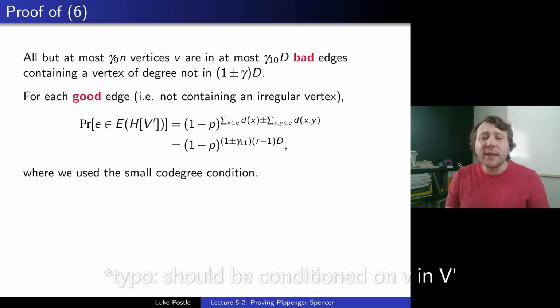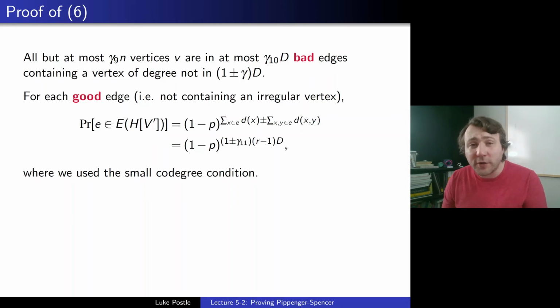And the point is that the sum of the degrees, since they are, again, not irregular vertices, are roughly on the order of d. So they're 1 plus or minus gamma times d. So we're going to indeed find that we're going to get an r minus 1 d up there. Why is it r minus 1? We're going to do this conditioned on an actual vertex being chosen. And the co-degrees are very small, so where we use the small co-degree condition, that'll all get wrapped up into something we'll call gamma 11.